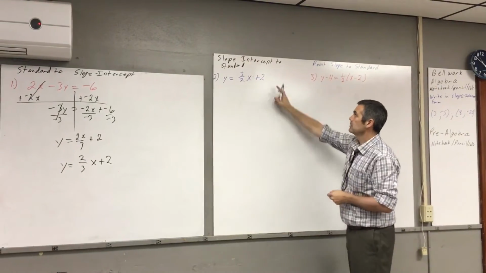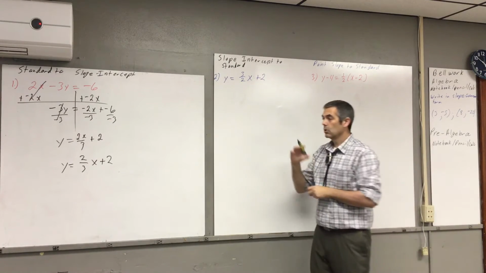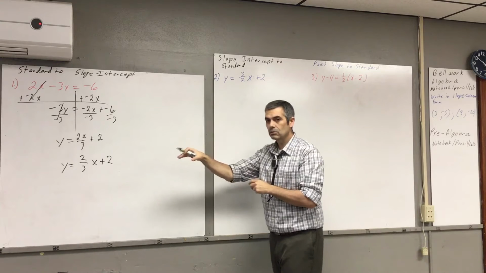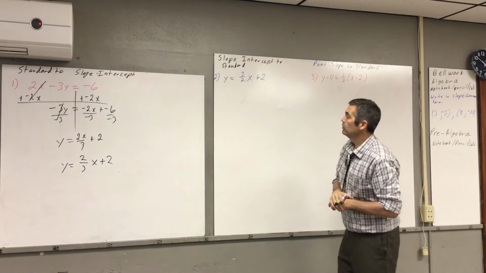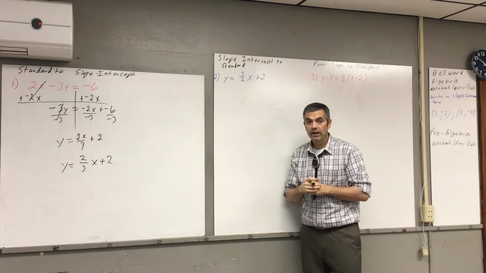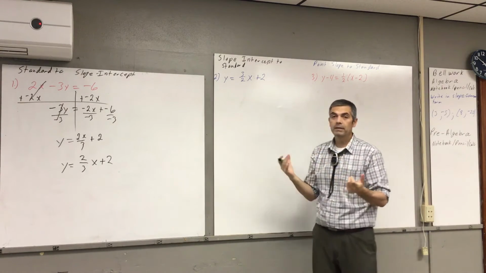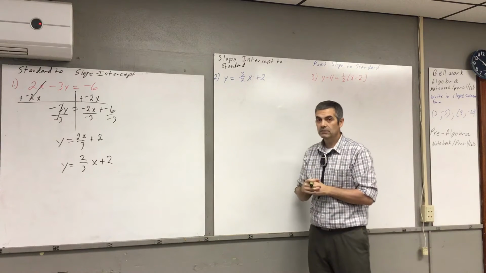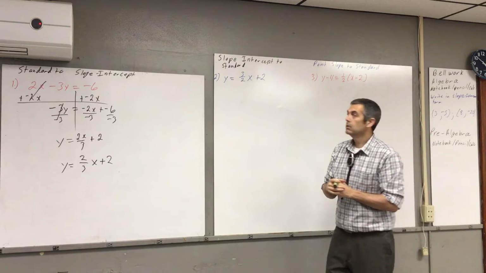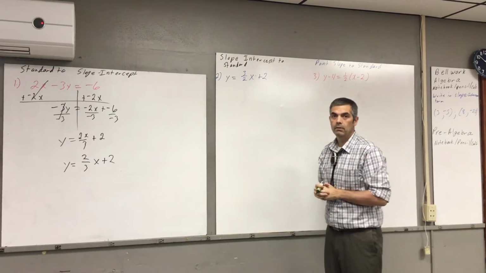Let me know. All right, slope intercept to standard. Now we're going to reverse this and go back into standard. When you do this, if you're in standard, you don't want fractions. So we need to get rid of these fractions to make this a little bit easier. Well, how do you get rid of fractions? You clear the fractions. You're going to multiply each term by the common denominator.